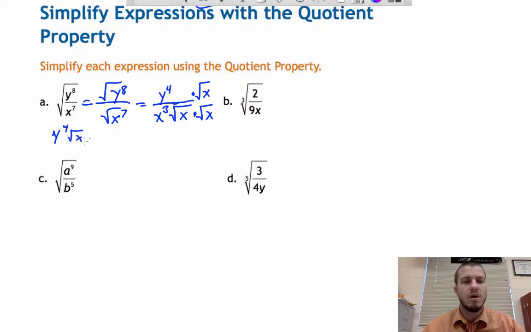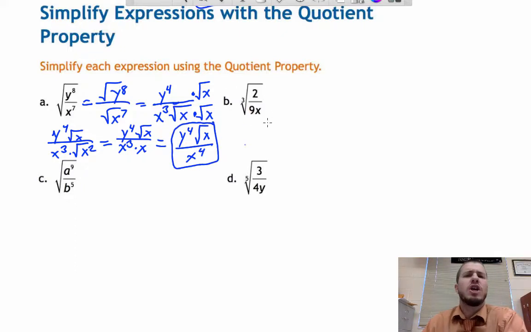So I'm going to come down here. This becomes y to the 4th times the square root of x, divided by, I have x to the 3rd, and this is going to be square root of x squared. Well, square root of x squared becomes x, and that's going to be multiplied with x cubed. So then that's going to be y to the 4th times square root of x all over x to the 4th.